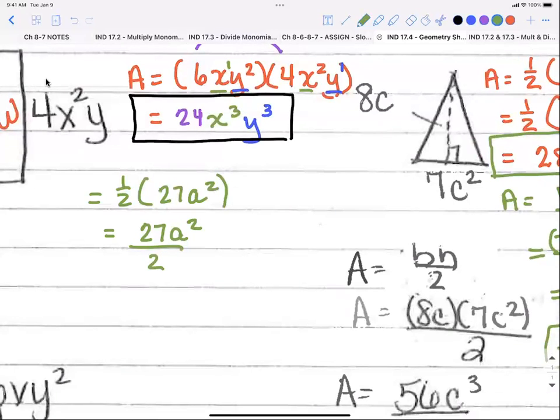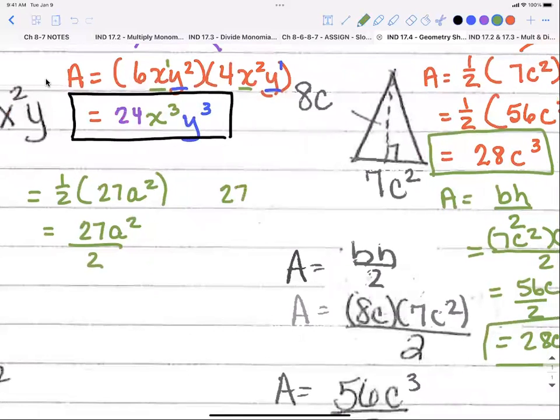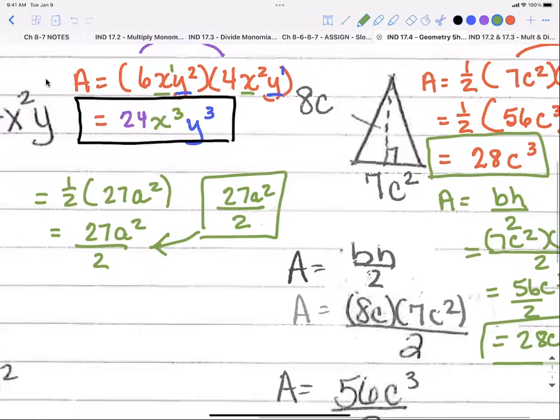Or if you just wrote it right off the bat, 27a squared over 2, then it just saves you a step and that would be your final answer. And you wouldn't have to come down here and write it like this. So that's for me personally why I like using the BH over 2 as opposed to the 1/2 BH. It's the exact same thing because 1/2 times something is the same as putting it over 2. Okay. All right, let's see.